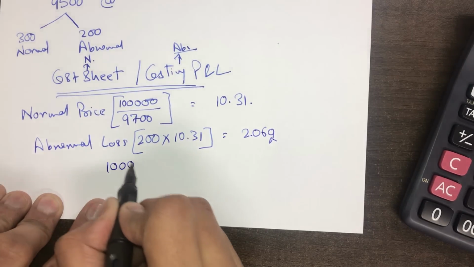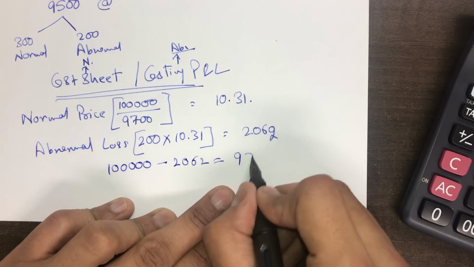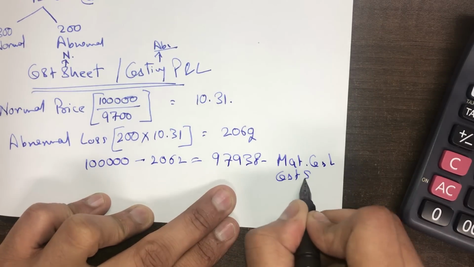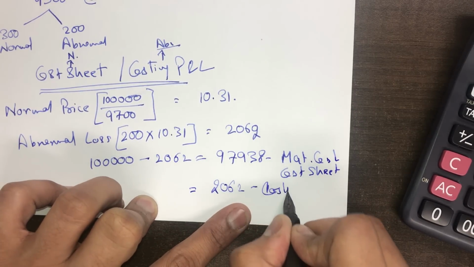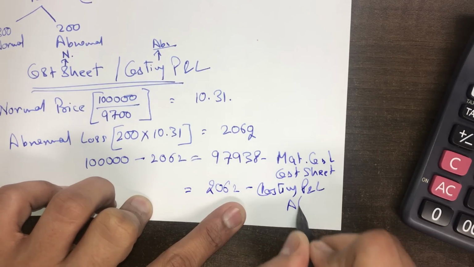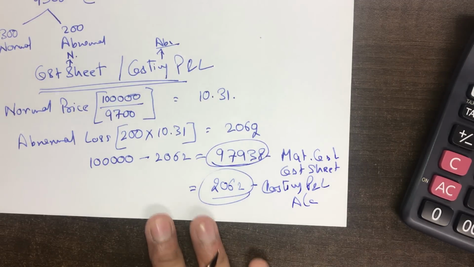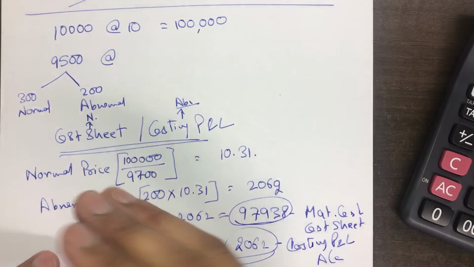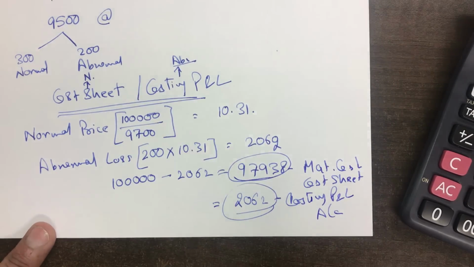So out of 1 lakh rupees, we will deduct 2,062 rupees. 97,938 will go to the material cost in the cost sheet, and the balance 2,062 will go to the costing P&L account. This is the abnormal loss which you have incurred, and this is the normal cost which you have incurred. So this is the way you should differentiate between the normal loss and the abnormal loss. The normal loss is to be absorbed over the other goods which you have received, and the abnormal loss is to be charged to the costing P&L account. So these are the primary provisions of this cost accounting standard.